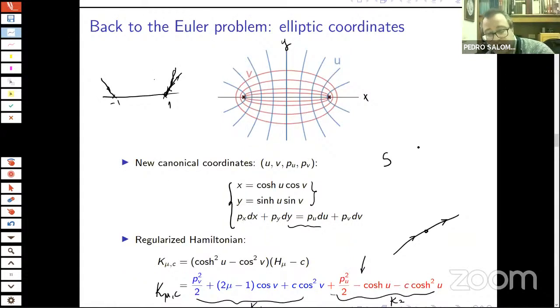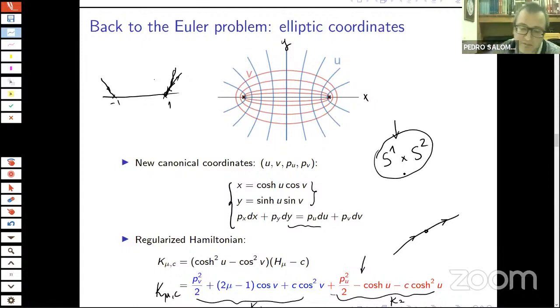It's something which is diffeomorphic to S1 cross S2. Okay, so this is the component of the energy level. It's compact, and we are studying the dynamics that lies in this component of the energy level, which is an S1 cross S2. Okay, and this mapping here, it's a 2-to-1 mapping.